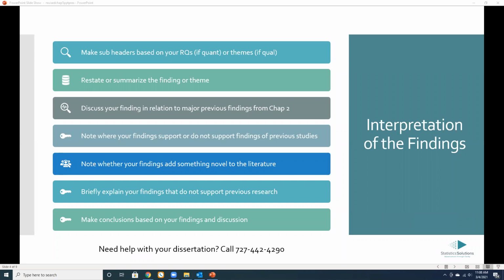If your study doesn't support previous research, the conclusion is that findings are still inconclusive, that maybe more research needs to be done, or there are still unresolved issues.